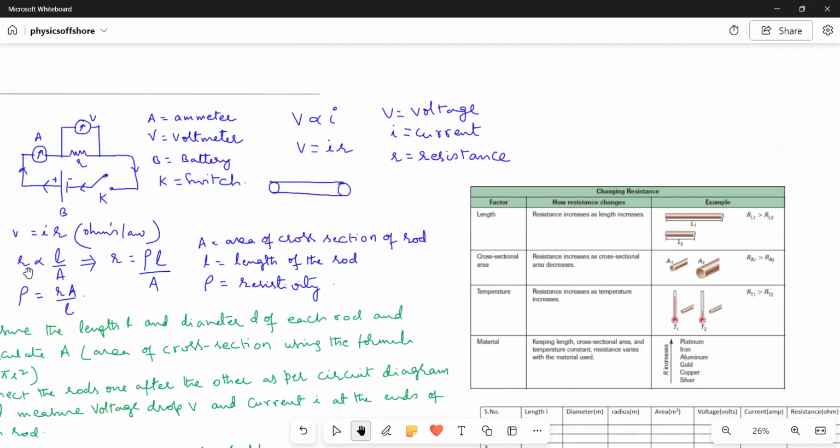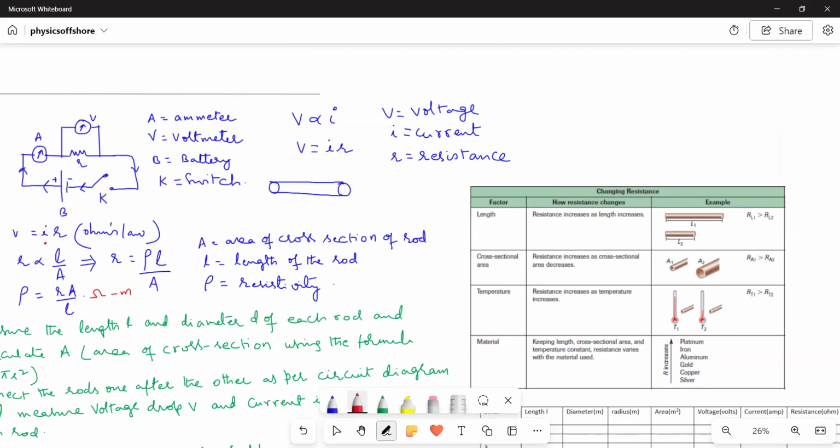Same thing I put here. R is proportional to L by A. So R is directly proportional to L and R is inversely proportional to the area of cross section. Therefore, R is equal to rho L by A, where rho is the resistivity, and resistivity is equal to RA by L. That means resistivity is directly proportional to resistance and area of cross section and inversely proportional to length. Okay, therefore, the resistivity is measured in ohm meters.